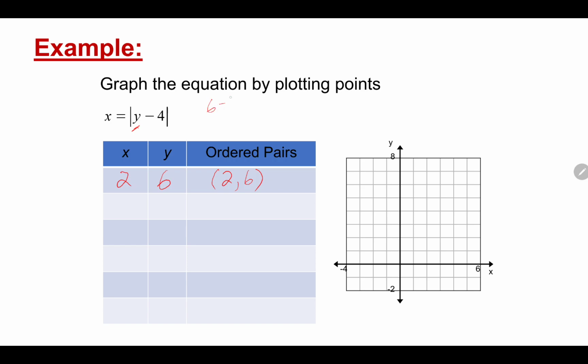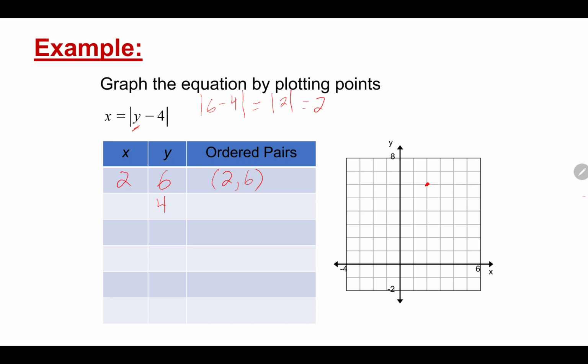Again, 6 minus 4. Absolute value is going to be the absolute value of 2, which is going to equal 2. All right, let's try a different number. So remember, if I plot this point, I'm over here at 2, I go up to 6, it's this point right here, okay? Now let's do it again. Let's pick a different number though. Let's pick something nice. Let's pick 4.